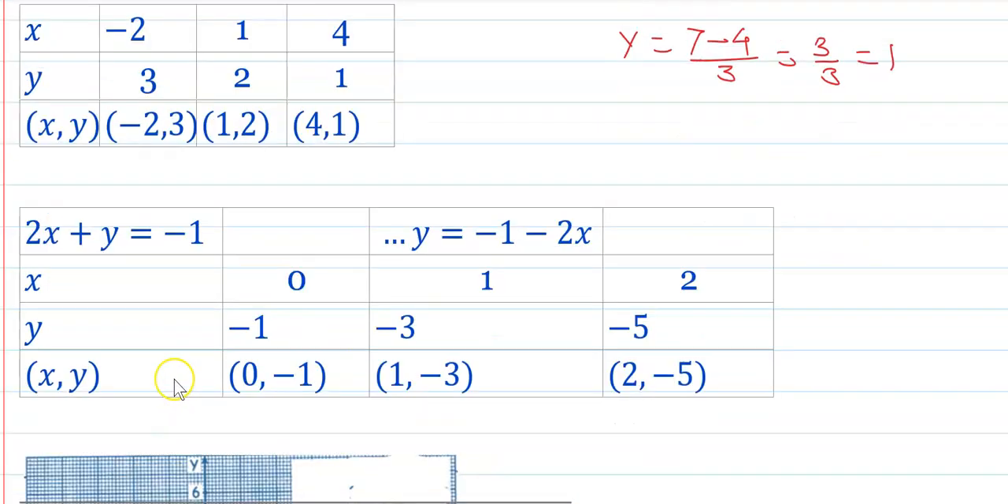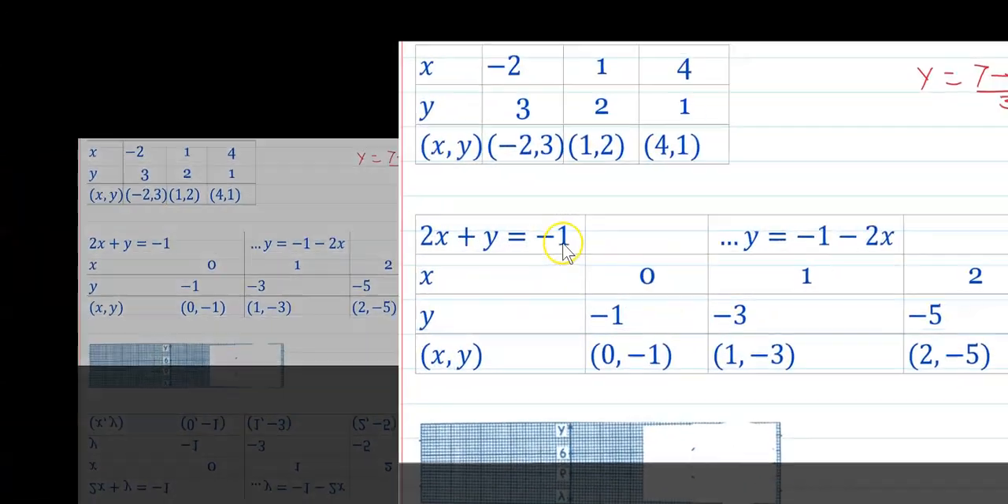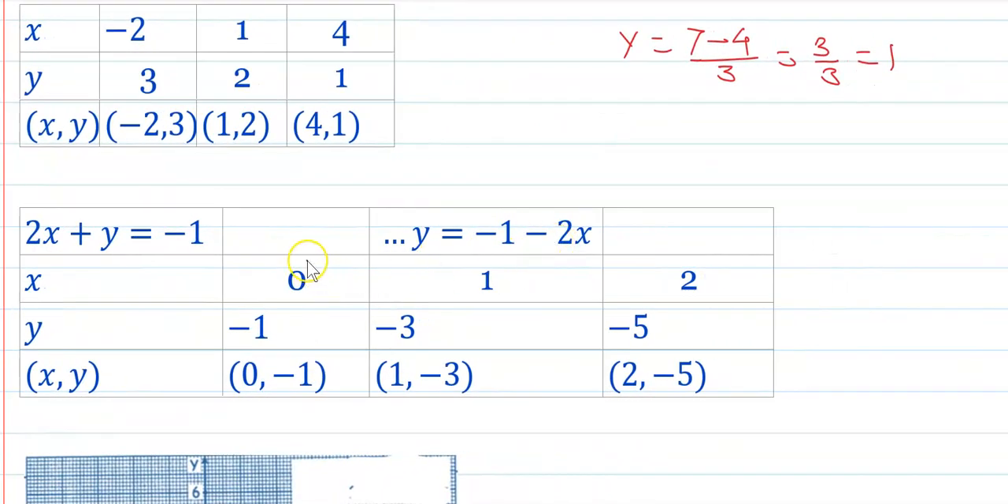What about the second equation? 2x plus y is equal to minus 1. Therefore, y is equal to minus 1 minus 2x. Now substitute first x is 0. If x is 0, what will happen here? y is equal to minus 1. If we substitute x is equal to 1, then you will get minus 1 minus 2 into 1. What you will get? Minus 1 and minus 2, that is minus 3.